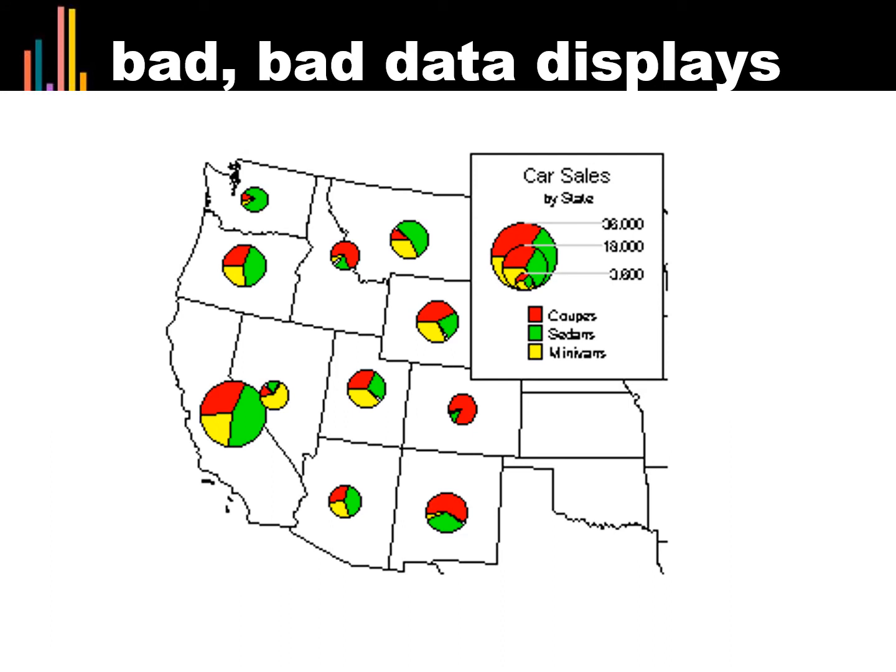This is an example of when pie charts go bad. The pie charts, notice they're not labeled. They're using the big pie to represent the same number as the middle pie, as though 18,000 car sales were made in all of these states, right? But then you look at the different pies, you can't see what the numbers are. So pies without labels are pretty pointless.